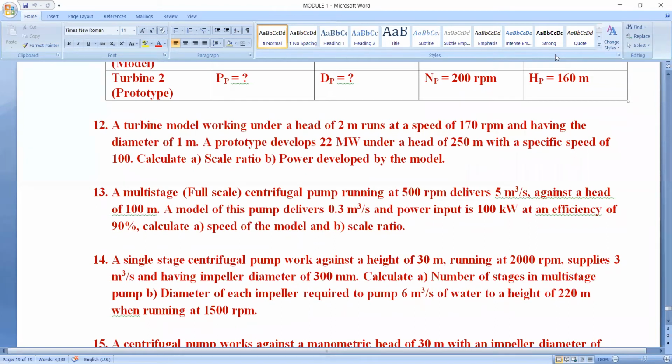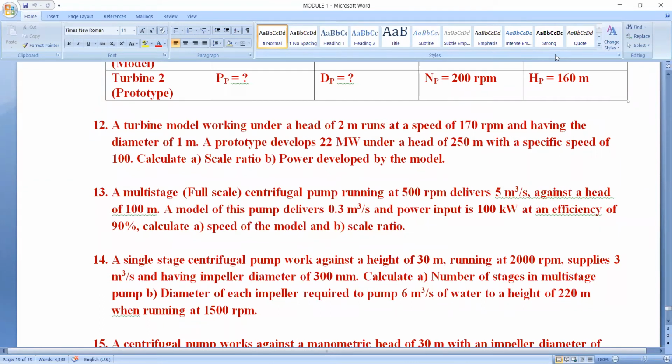Is it completed, all of you? Done, sir. Okay. So both problem number 12 as well as 13. Now let us read problem number 12. A turbine model working under the head of 2 meters runs at a speed of 170 RPM and having the diameter of 1 meter. The prototype develops 22 megawatts under the head of 250 meters with the specific speed of 100. Calculate the scale ratio and the power developed by the model.